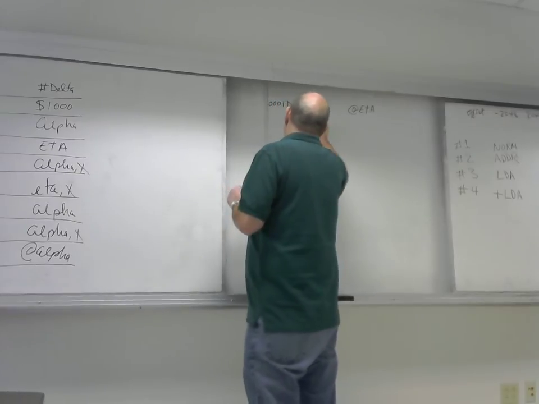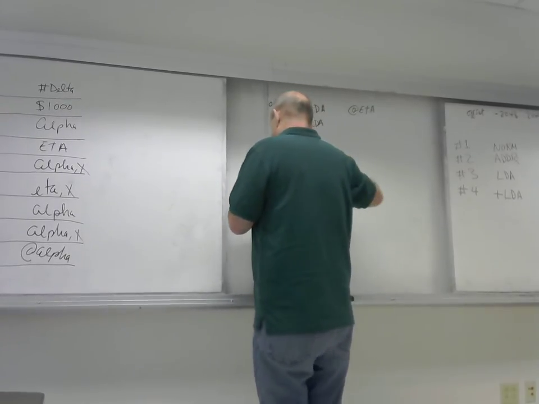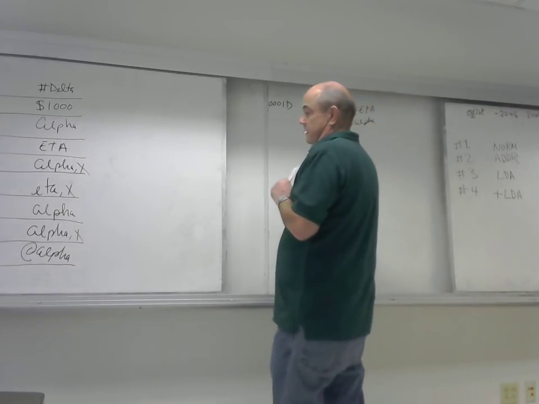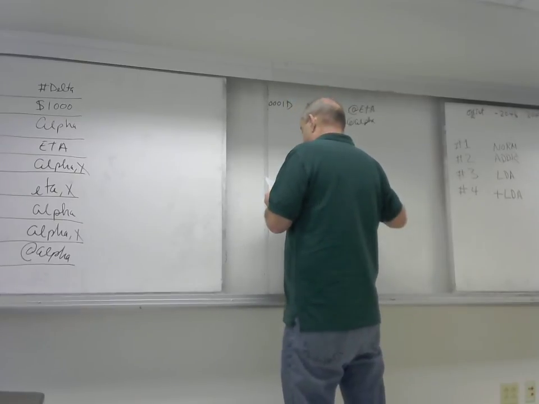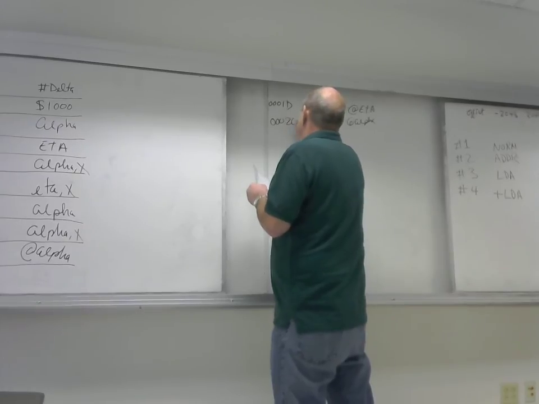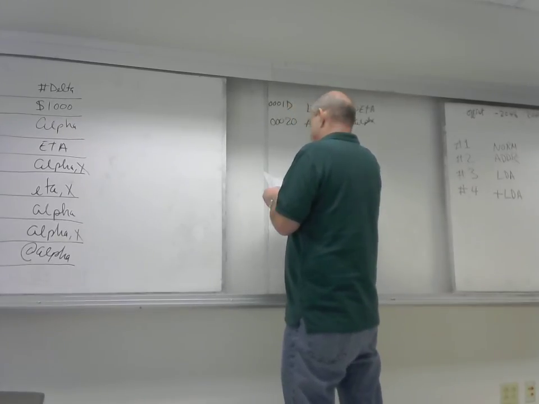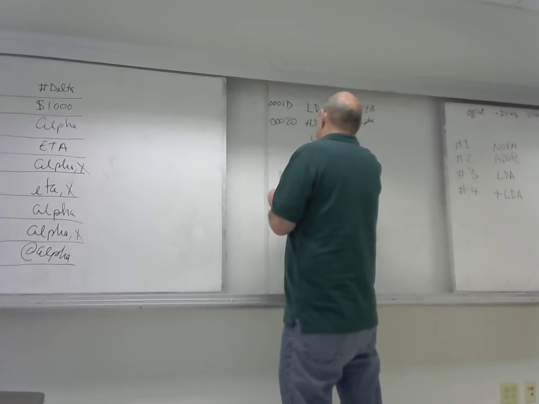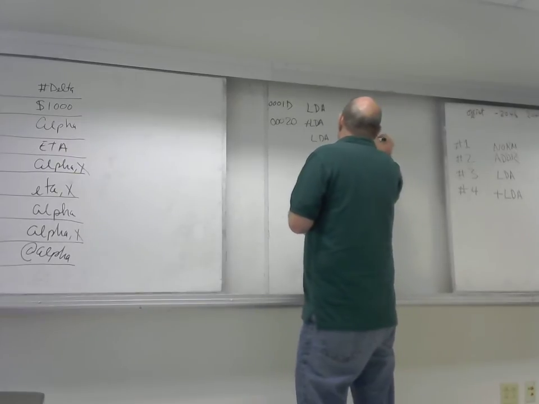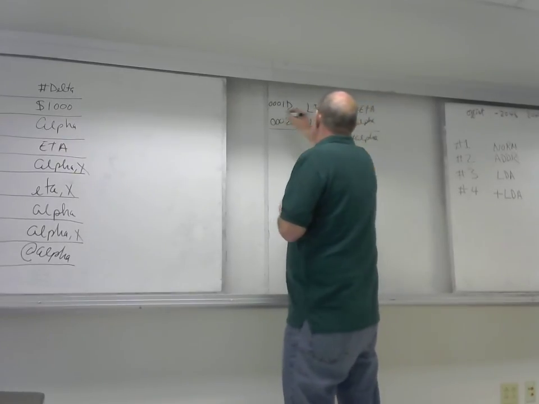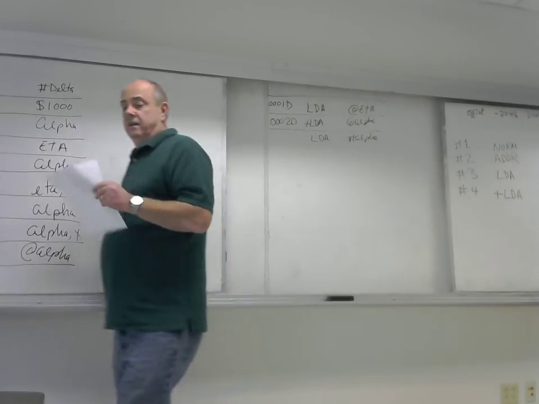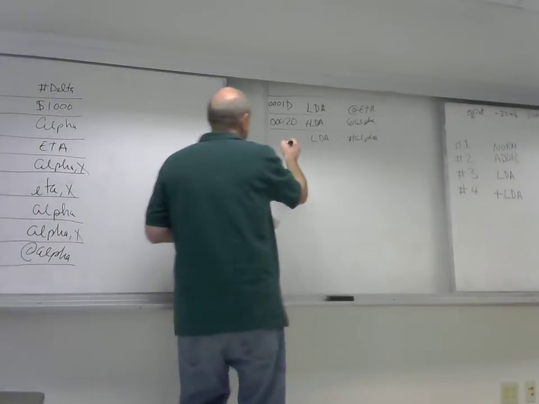Okay, and now I have plus LDA at alpha. Okay, and the address of that instruction? Good. And the last one, LDA, pound sign. So the address of that one is this, because of the plus.